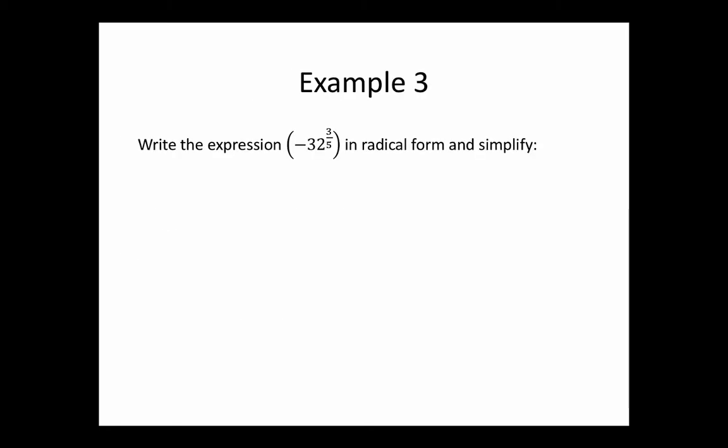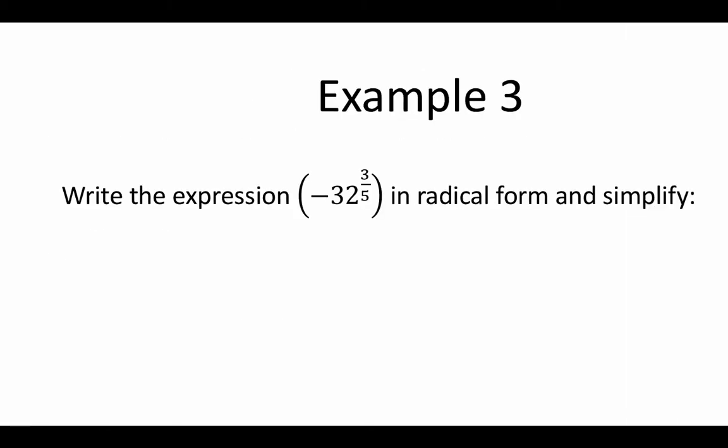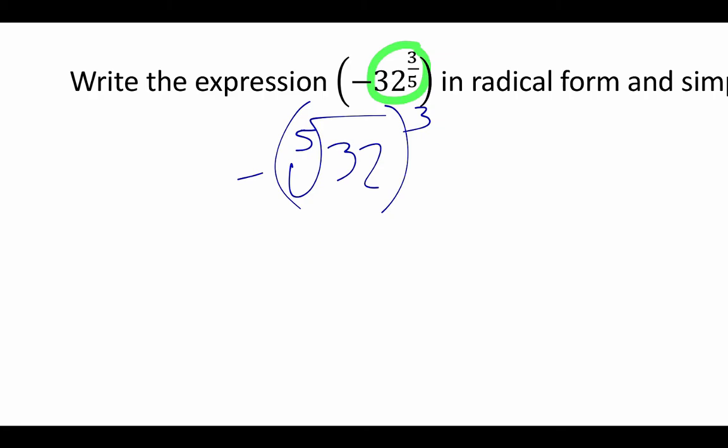So taking a look at this first example, we're asked to write the expression negative 32 to the 3/5 power in radical form and then simplify. So the negative 32, only the 32 part is being raised to the 3/5, so I'm going to leave that negative outside. So what I'm going to suggest we do is we take the 5th root of 32 and then raise that whole thing to the 3rd. Now the 5th root of 32, so what to the 5th power gives us 32? That's just 2. And then it's 2 to the, oops, sorry, not the 2nd, 2 to the 3rd. So that gives us a grand total of negative 8.